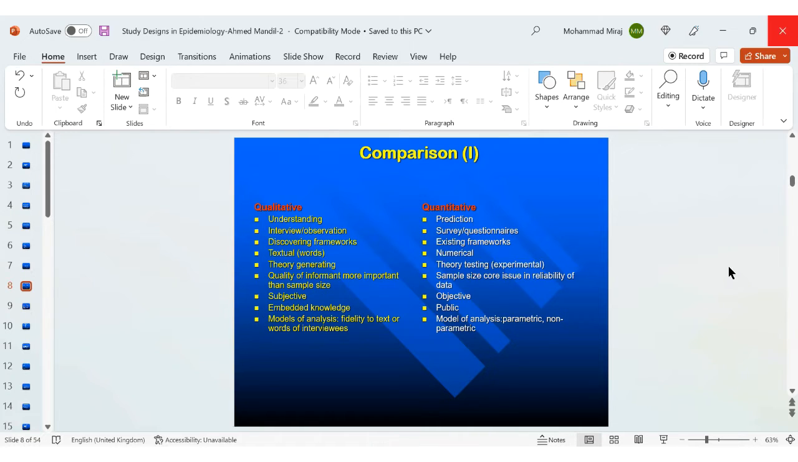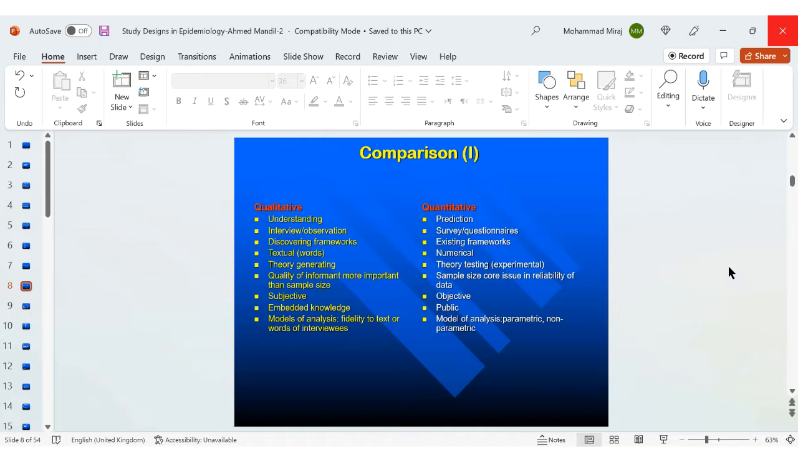As far as quantitative research is concerned, there is basically an element of prediction. For example, if you have an x variable, how does it correlate with the y variable? If the x variable is changing, how is the y variable changing? Here it is numerical in nature. Whether you have nominal, ordinal, interval, or ratio data, particularly interval and ratio, we are going to use this.